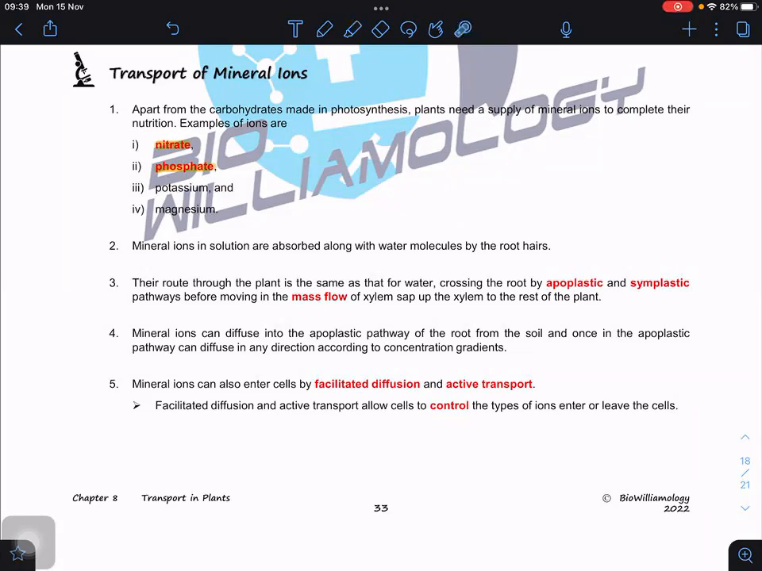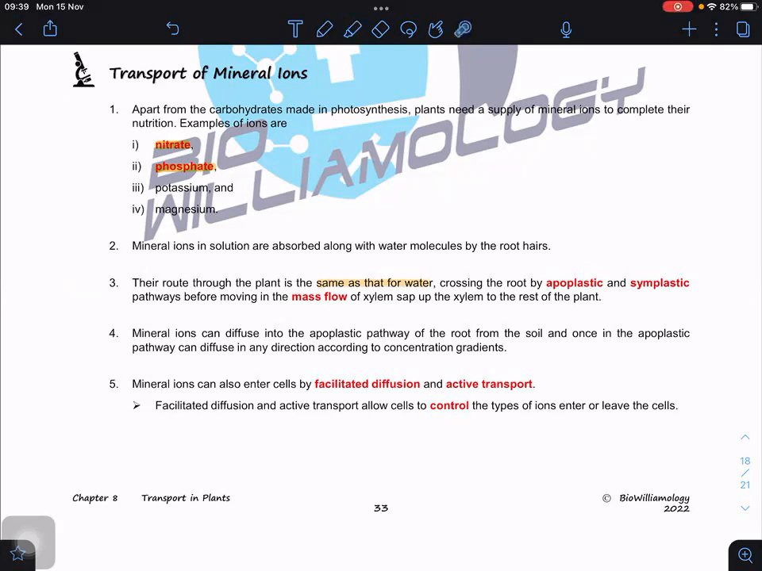Mineral ions are dissolved in the solution, absorbed along with the water molecules by the root hair. So their route through the plant is the same as the water. This means that they can cross the root by the symplastic pathway and then move in the mass flow, following the xylem sap up the xylem and to the rest of the plant. So they'll follow the water.